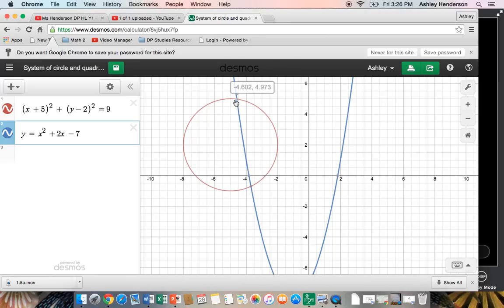And then my second solution is right here at -4.6 and I'm going to go ahead and do 9.7 on this one. So two answers that I could get.